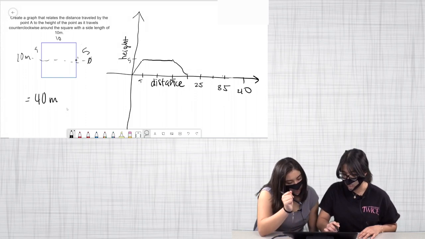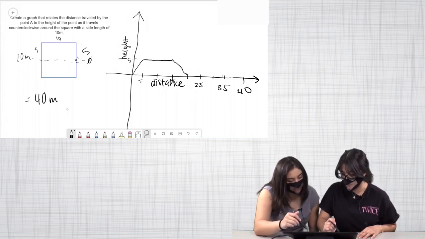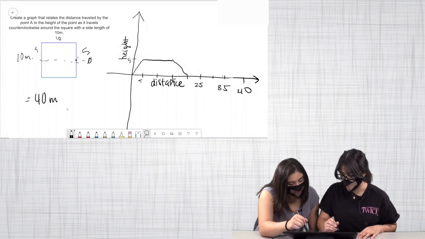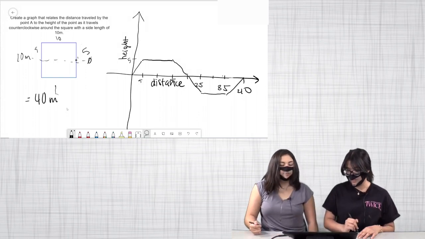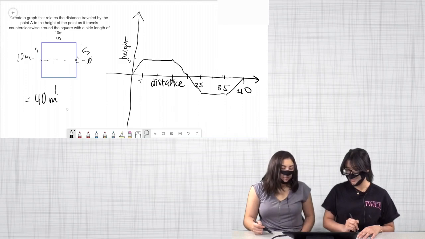And then another 5, but we're below 0. So down into 5. And then straight across for 10. And then up for 5.